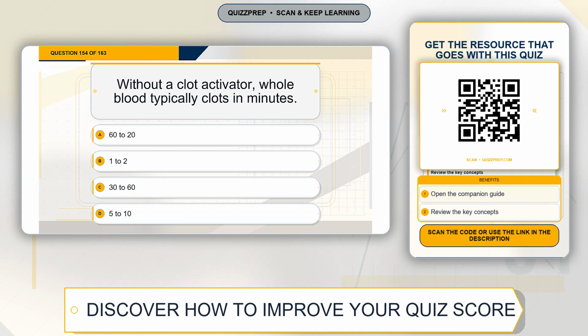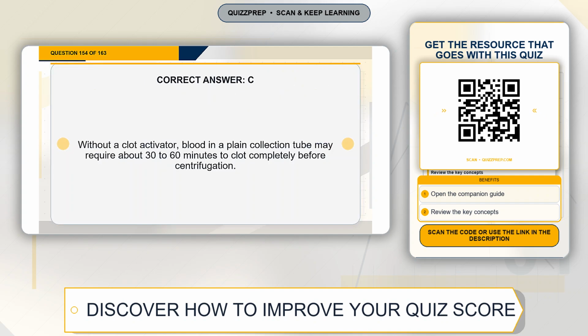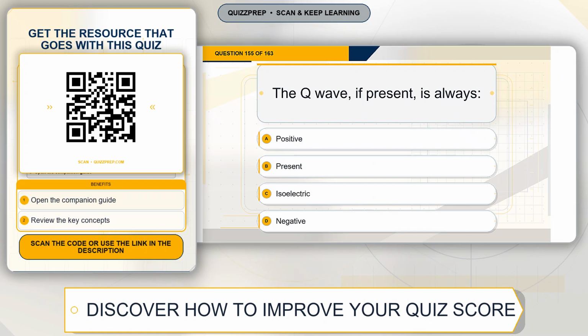Question 154. Without a clot activator, whole blood typically clots in minutes. Option A, 60 to 20. Option B, 1 to 2. Option C, 30 to 60. Option D, 5 to 10. The correct answer is option C, 30 to 60. Explanation. Without a clot activator, blood in a plain collection tube may require about 30 to 60 minutes to clot completely before centrifugation.